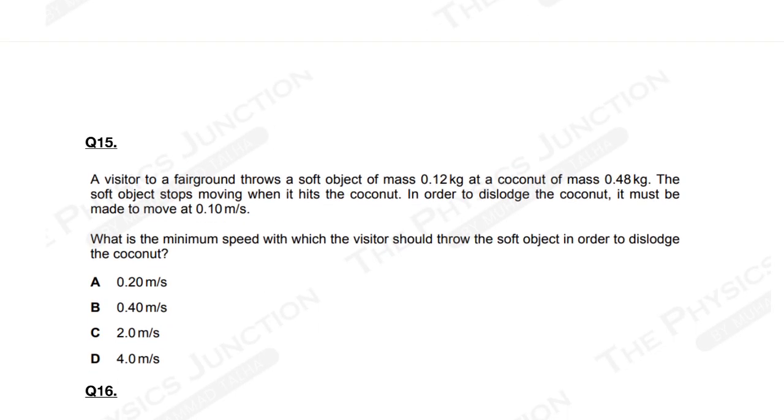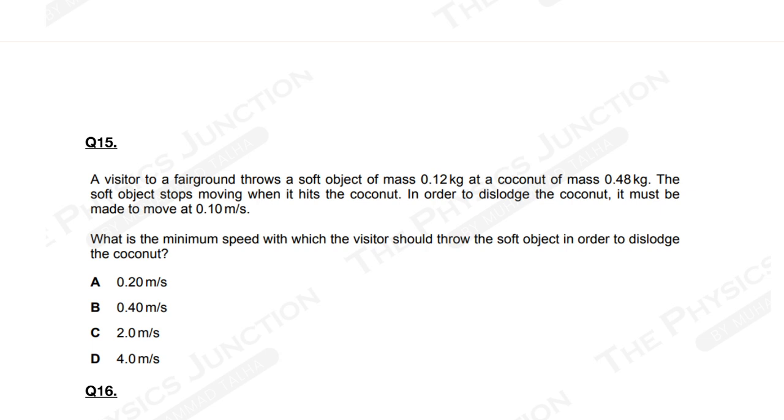Question number 15. A visitor to a fairground throws a soft object of mass 0.12 kg at a coconut of mass 0.48 kg. The soft object stops moving when it hits the coconut. So initially it had some momentum, but afterwards it will not have momentum because it stops moving. In order to dislodge the coconut, it must be made to move at 0.1 meters per second. What is the minimum speed with which the visitor should throw the soft object in order to dislodge the coconut?